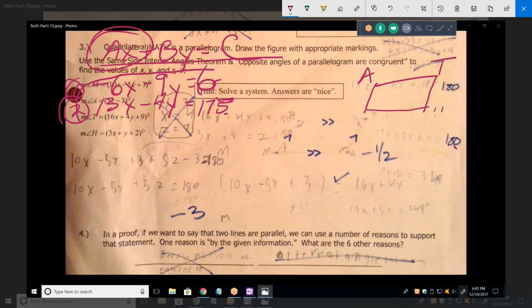So we're going to multiply the top equation by what? Probably 4, right? Okay. And we can multiply the second equation by what? 9. Okay.